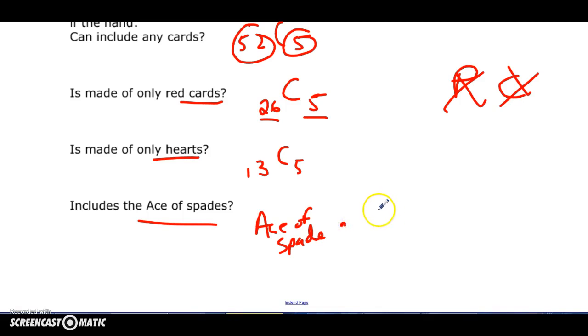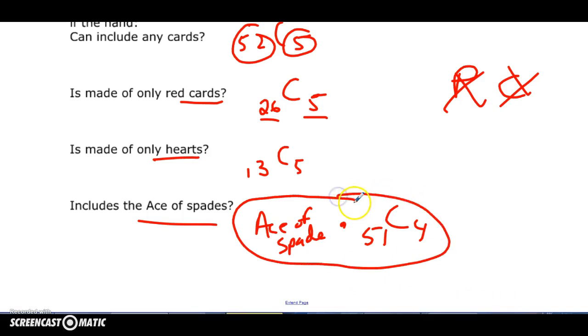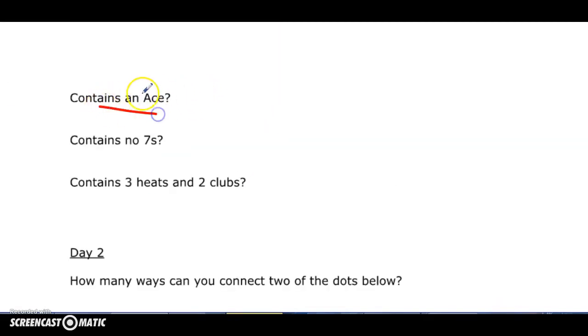And then after that, what happens? Well, after I do that, I need 4 cards, and I'm choosing those out of the 51. The ace of spades is gone, and then what's left over, you multiply by this right here. 51 choose 4. That's the number of hands of cards that have the ace of spades, and then anything else chosen from the other 51 cards. That might be a little confusing.